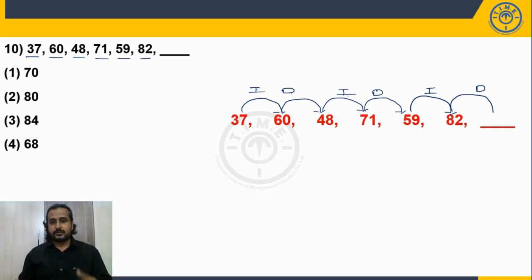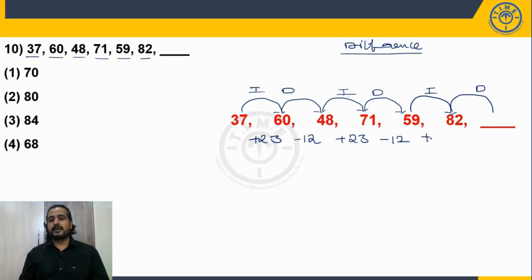And are the numbers close to each other? Yes, absolutely. 37 to 60, numbers are close to each other. 60, 48 also close to each other. So increasing gradually and decreasing gradually. But in any case, what is the logic that we are going to apply? Difference. So apply the difference logic. 37, 60, how much is it increased by? Plus 23. 60 and 48, how much is it reduced by? Minus 12. 48 and 71, plus 23 again. 71, 59, minus 12. 59 and 82, plus 23.